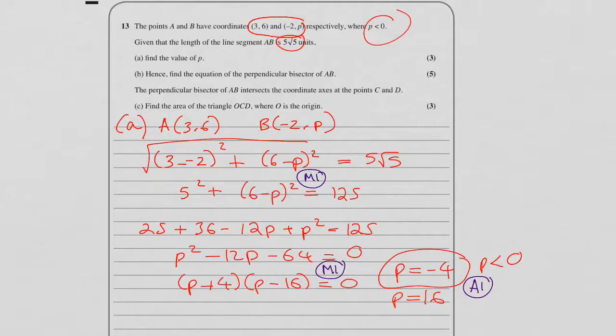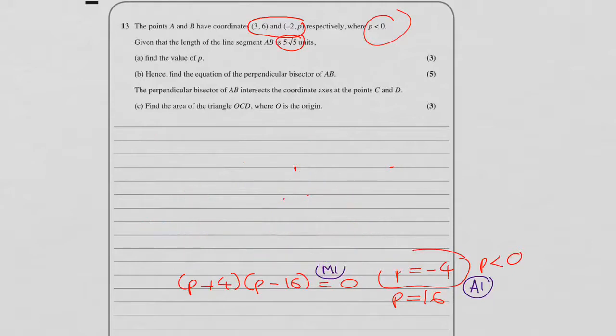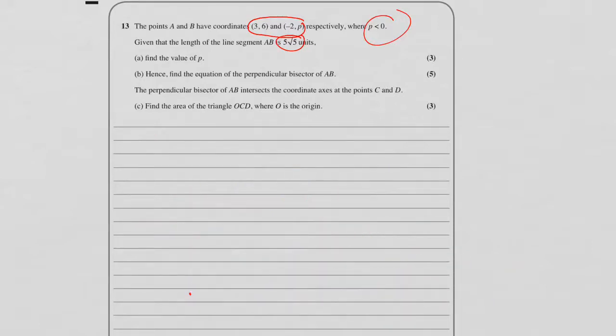Okay, lovely. So that's all part A done. Part B, perpendicular bisector. Okay, so perpendicular bisector means a line that is cut at right angles through the midpoint. So we're going to have to find the midpoint. So I'm just going to replace p there with minus 4.